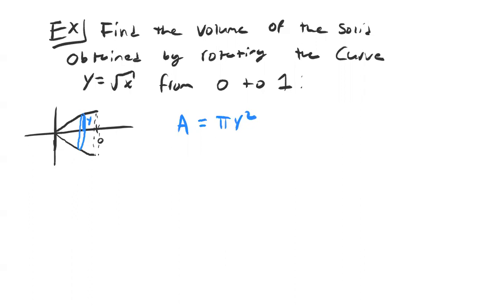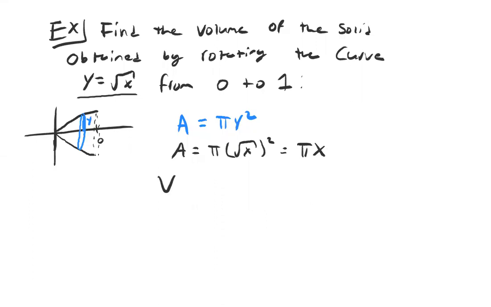Just like before, I don't want it in terms of y, I want it in terms of x. But the good news is I already know what y is in terms of x: y is equal to the square root of x. So this is a little easier, because I can just plug in. Area is equal to pi times y squared, and y is the square root of x, so I get the square root of x squared. This is just pi times x.